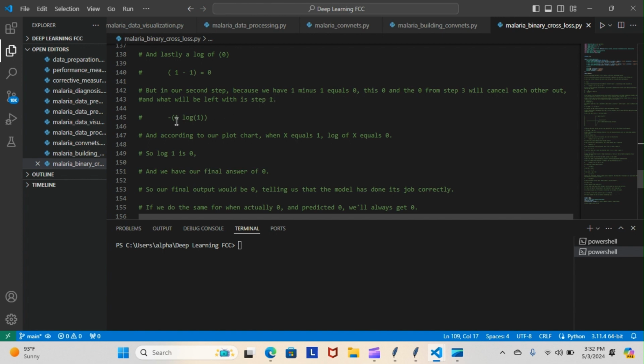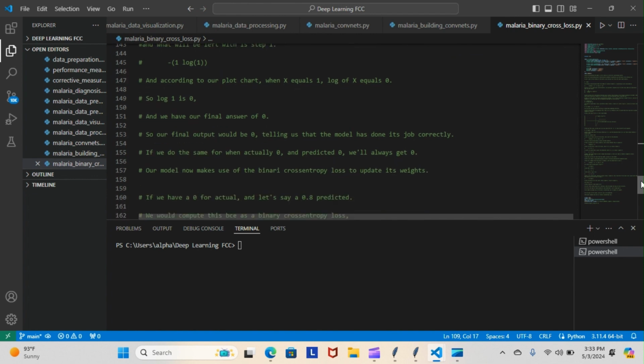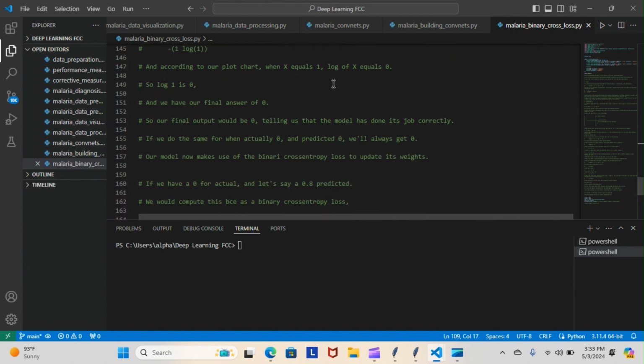And remember, step 1 was 1 log of 1. According to our plot chart, when x equals 1, log of x equals 0. So log of 1 is 0, and we have our final answer of 0. So our final output will be 0, telling us that the model has done its job correctly.